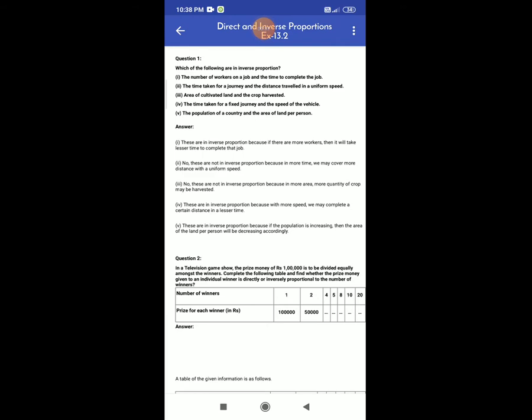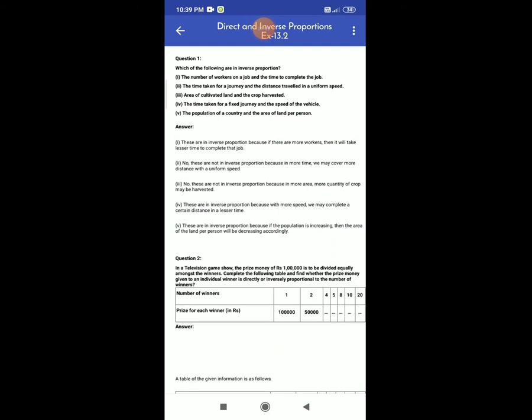First, the number of workers on a job and the time to complete the job. Second, the time taken for a journey and the distance traveled in uniform speed. Third, the area of cultivated land and the crop harvested. Fourth, the time taken for a fixed journey and the speed of the vehicle. And fifth, the population of a country and the area of the land per person.